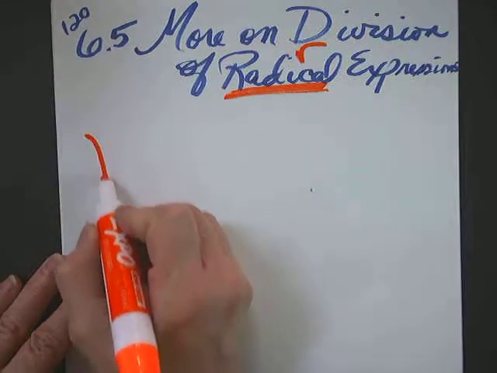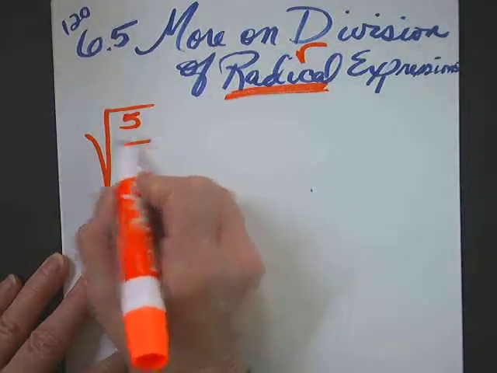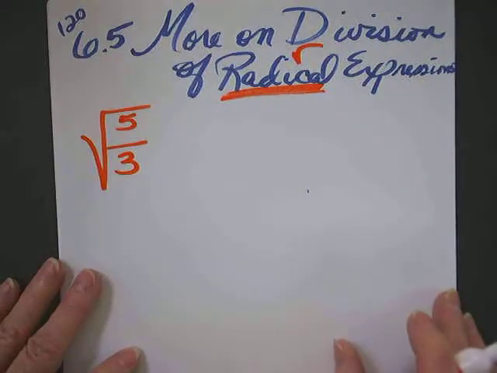Here's an example. Square root of 5 over 3.